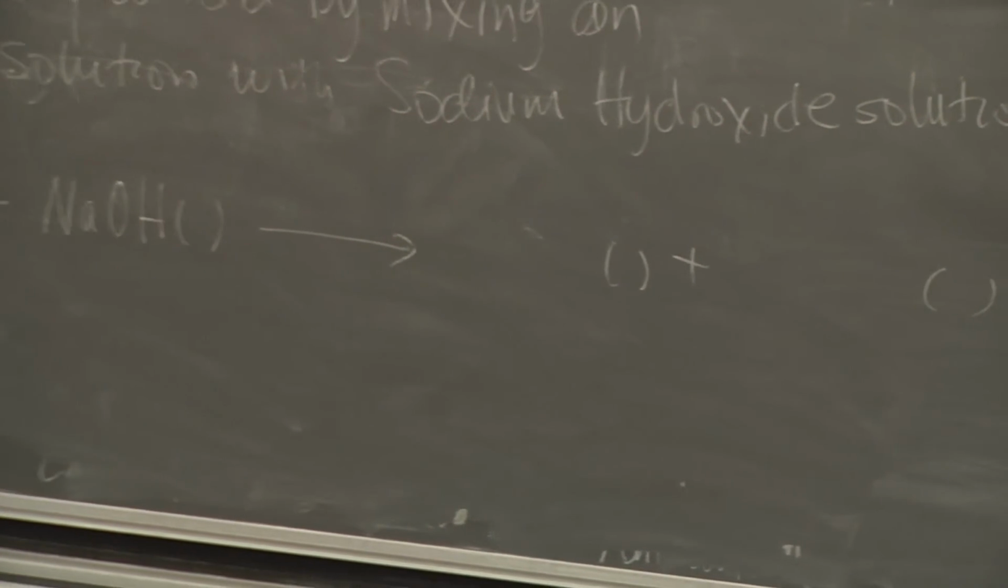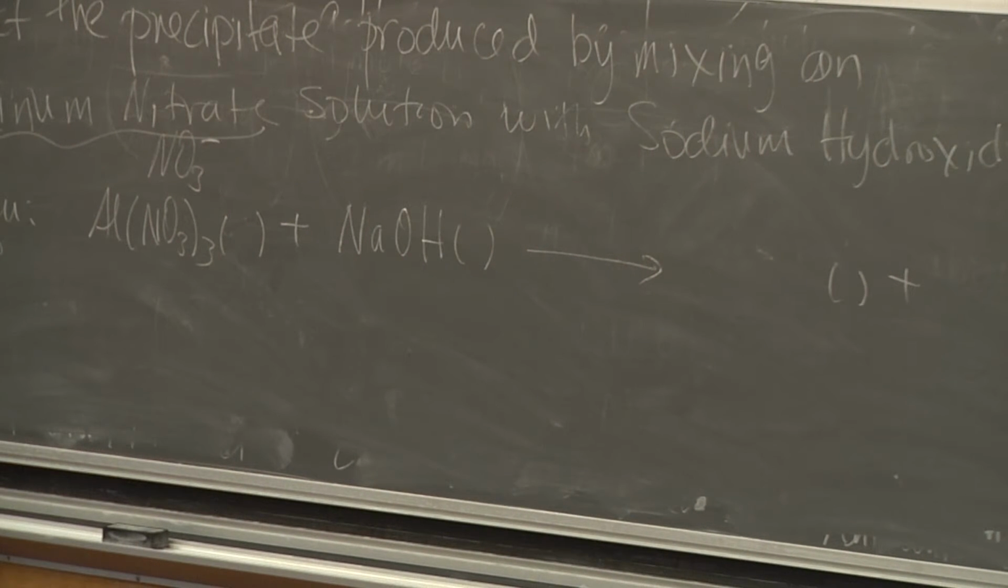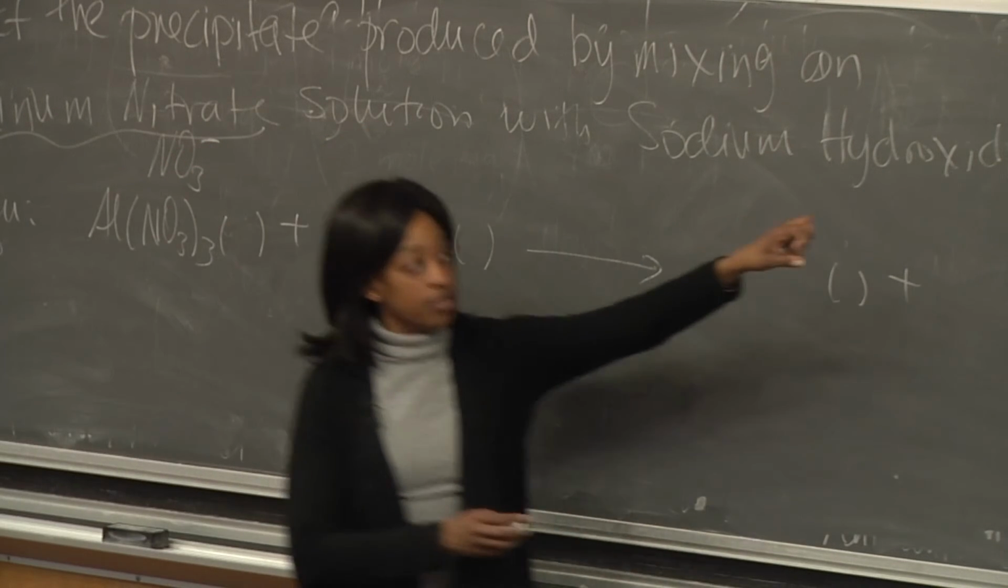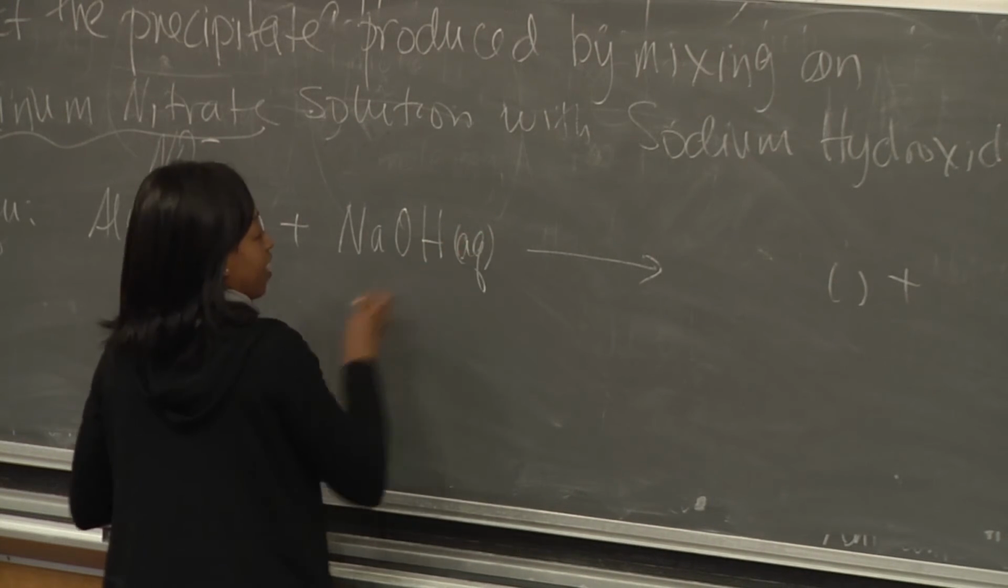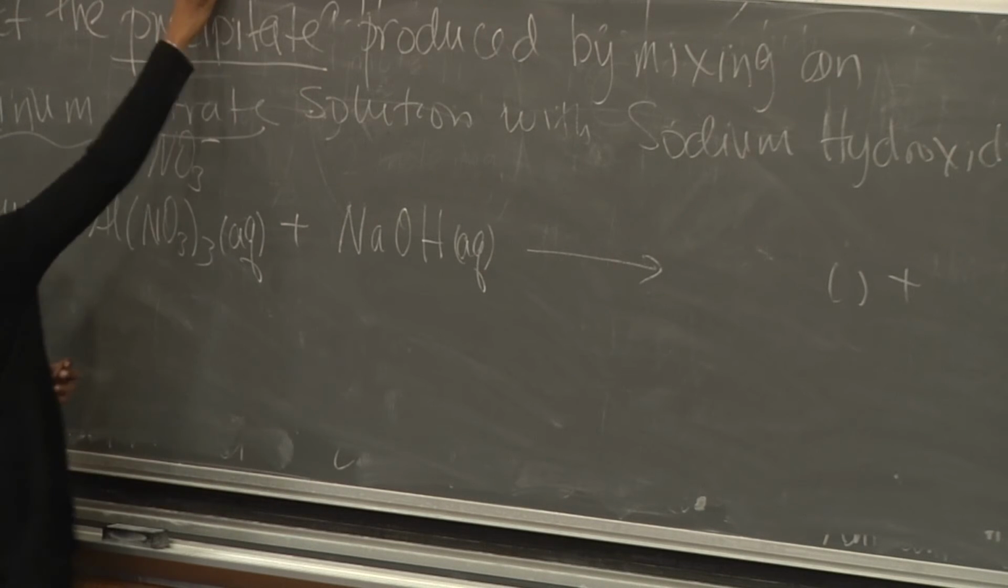What state of matter am I putting for my aluminum nitrate and my sodium hydroxide? And how do you know to put aqueous? Nitrate. And it actually tells you it's a solution. Do we know about the products? Is it going to be solid? We know that in advance? Okay, so one of the products at least will be a solid.